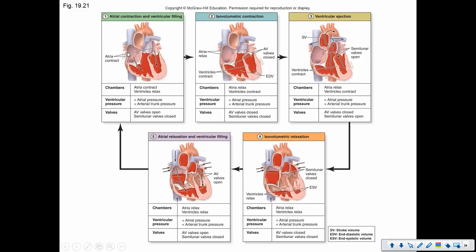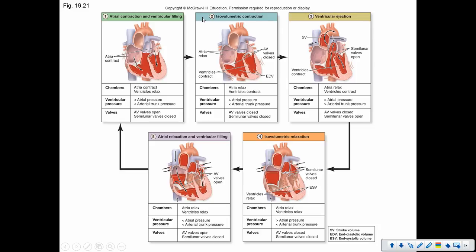So when the atria contract, number 1, the ventricles are relaxed, and they're going to fill up. We know that the ventricular pressure is less than the atrial pressure, because if the pressure was higher in the ventricles, the blood would want to move out of the ventricles, but here we're allowing the blood to move in.